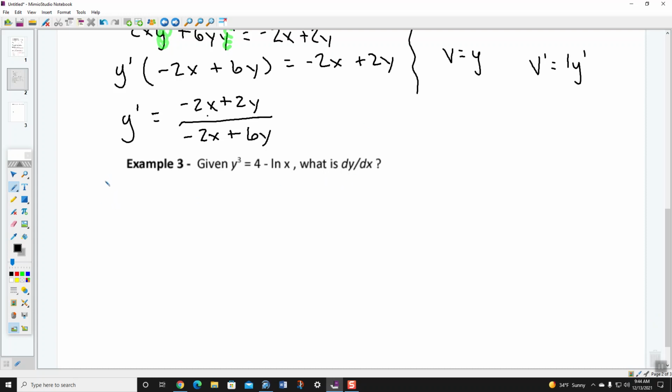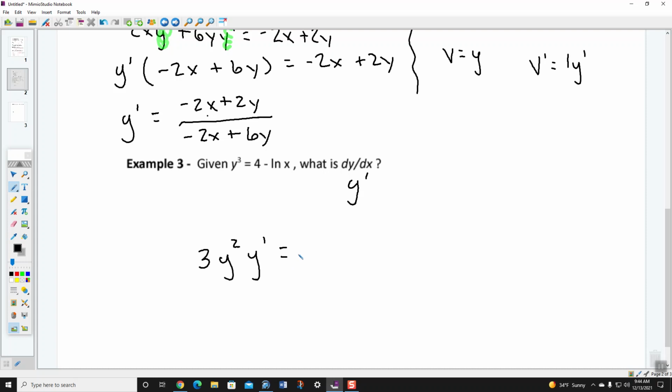Let's try another one. You guys talk me through this. Given y cubed equals 4 minus natural log of x, what is dy dx? This is really saying what again? 3y squared y prime. And guess what's going to happen to you guys once every few times, maybe? What are you going to maybe forget to put behind that? The y prime. You've got to understand we're differentiating. It's got to be a y prime.